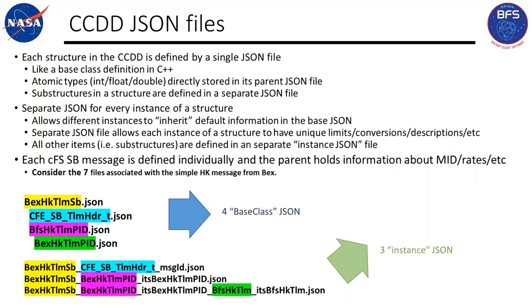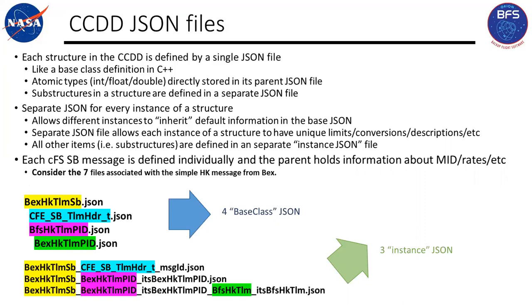If a structure happens to have substructures, it basically just references those and says, hey, this data member, instead of giving all the information for it, references the file where that substructure lives. And that's stored in its own separate JSON file. And I don't know, it's a little complicated. Maybe I'll get to that at the bottom of the page and give an example. But there's a separate JSON for every instance of every structure.